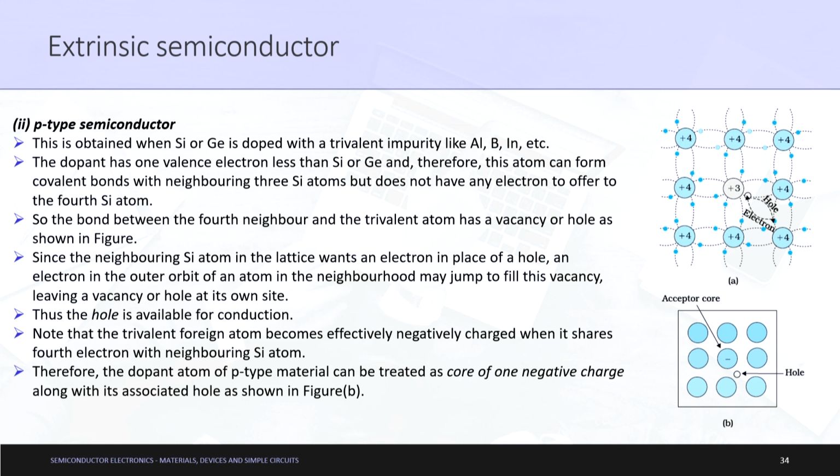Let us understand what is happening in a p-type semiconductor now. This is obtained when silicon or germanium is doped with a trivalent impurity like aluminium, boron, indium, etc.